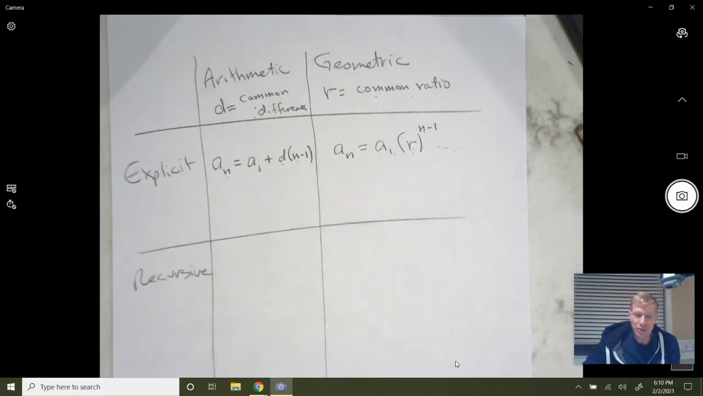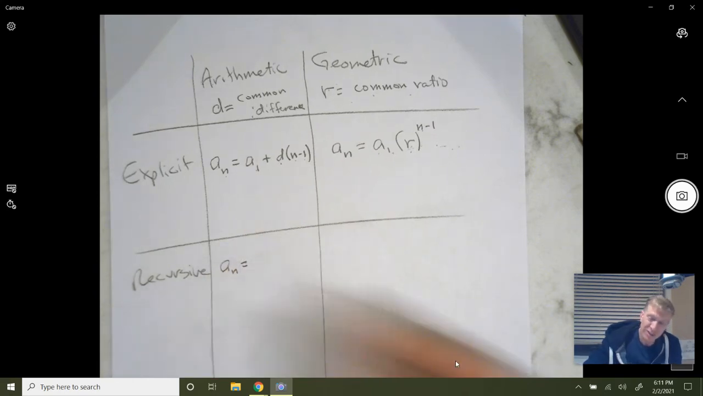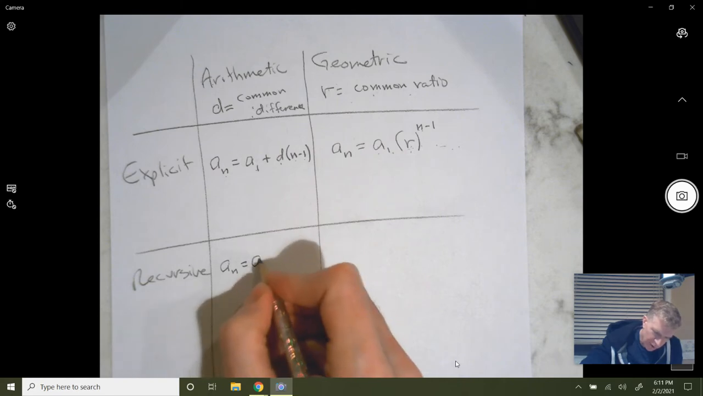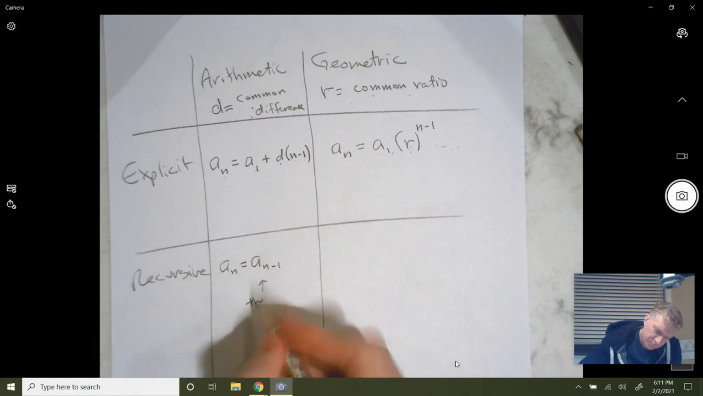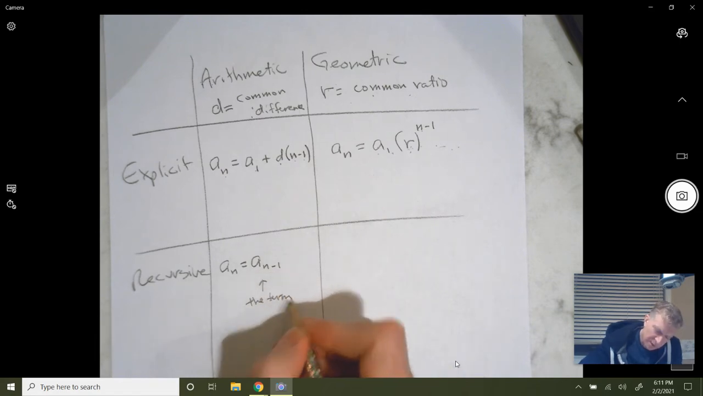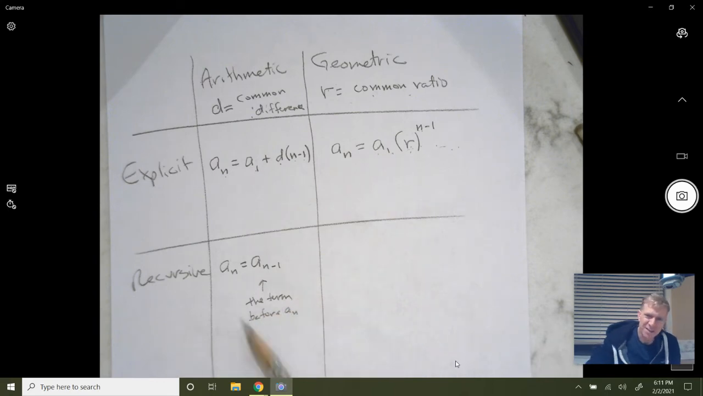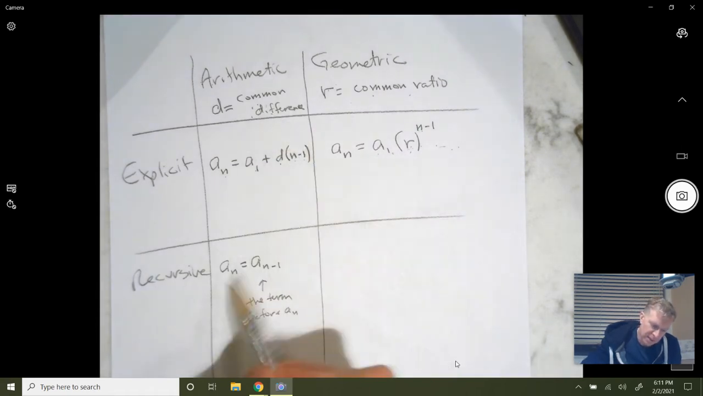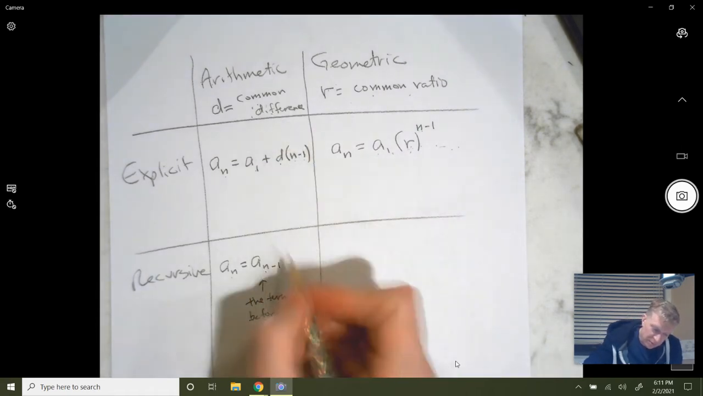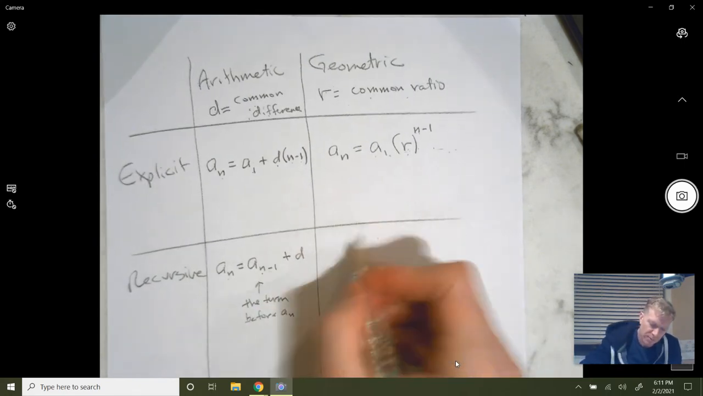Okay, now let's look at the recursive formulas. As long as you understand the notation, it's actually a little bit easier. So this says that a sub n, to find any term, you're going to take the previous term, which we call a sub n minus 1. That is the term immediately before a sub n. You already know this. It's arithmetic, so you're just adding your common difference to the previous term. So you're going to take any term, you look at the previous term, and you add your common difference. That's all you do.